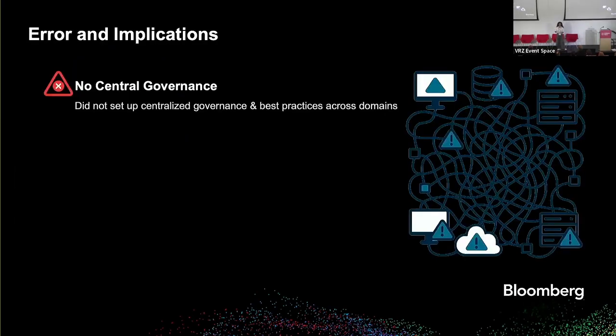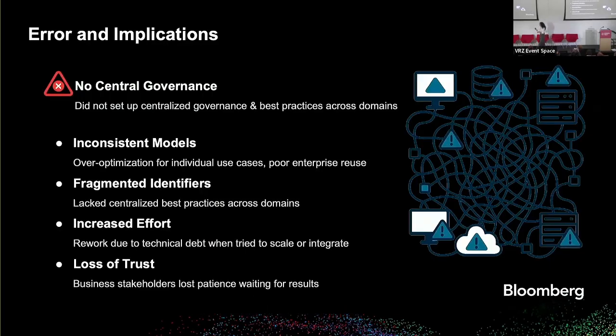We did not have a central governance plan, right? So we ended up with inconsistent models, which were over-optimized for individual use cases because everyone went and built their own thing. We ended up with fragmented identifiers. There was so much rework to bring all of these together. And most importantly, we lost trust because we could not deliver on time.